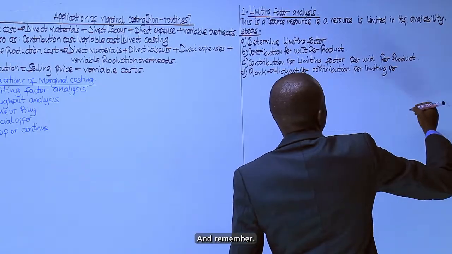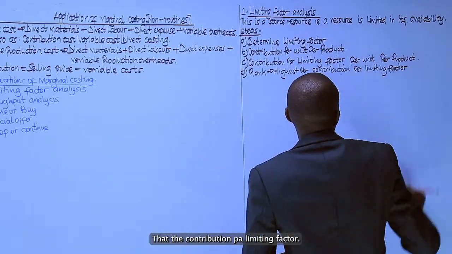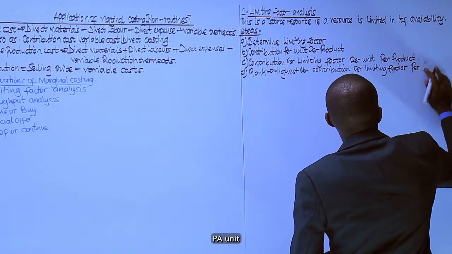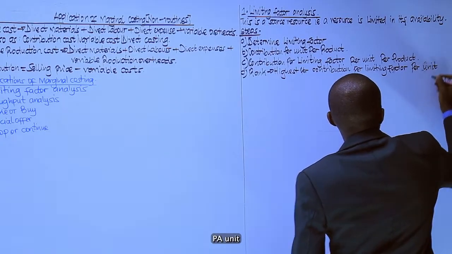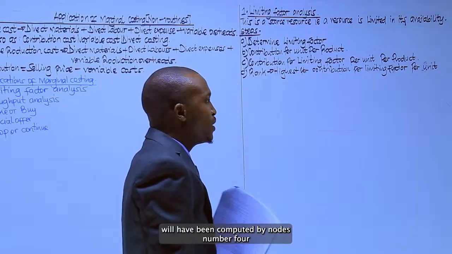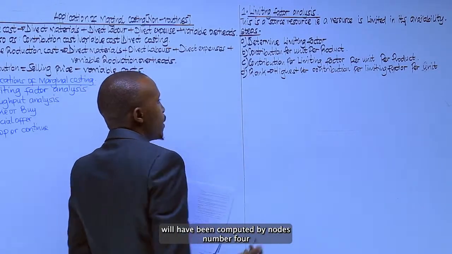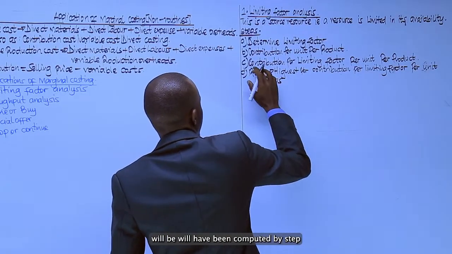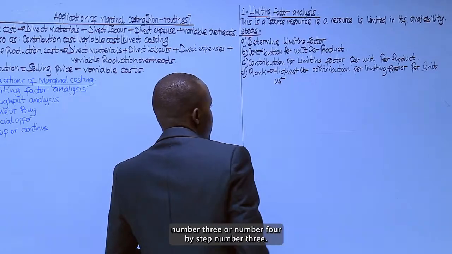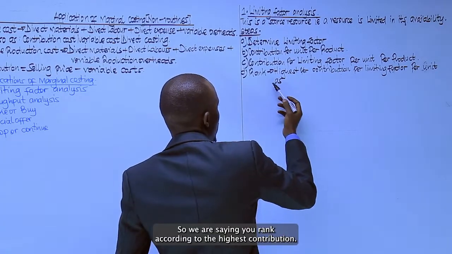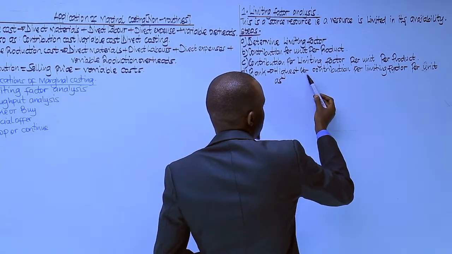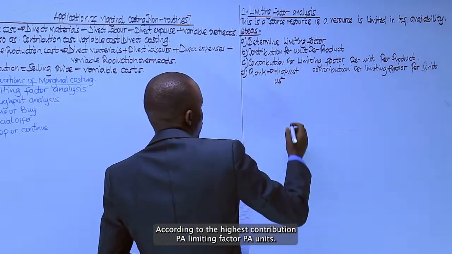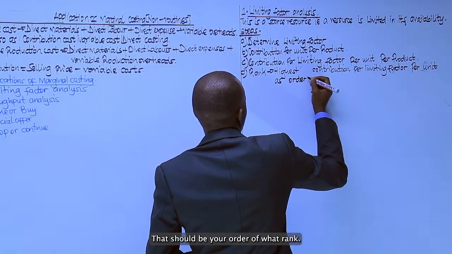And remember that the contribution per limiting factor, per what? Per unit, will have been computed by step number 3, not number 4, by step number 3. So we are saying you rank according to the highest contribution per limiting factor per unit. That should be your order of rank.